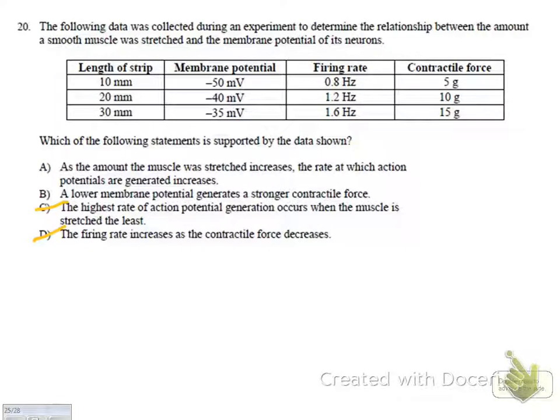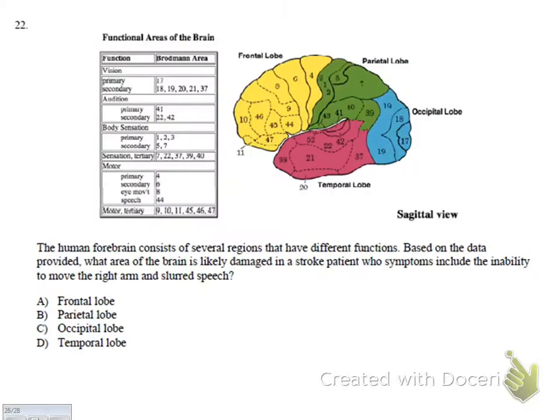Or A, as the amount of smooth muscle stretched increases, the rate at which the action potentials are generated increases. So the correct answer should be A. However, B was a good choice, because I actually thought A was wrong when I first read it. So A is the correct answer.